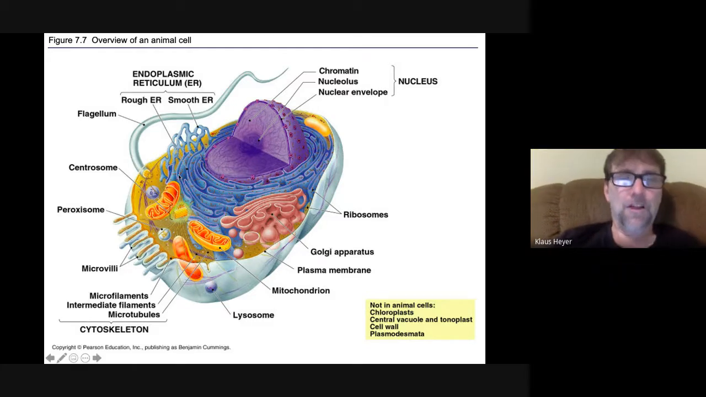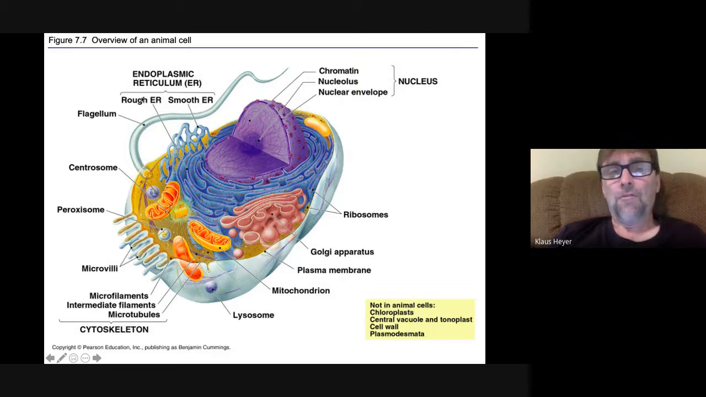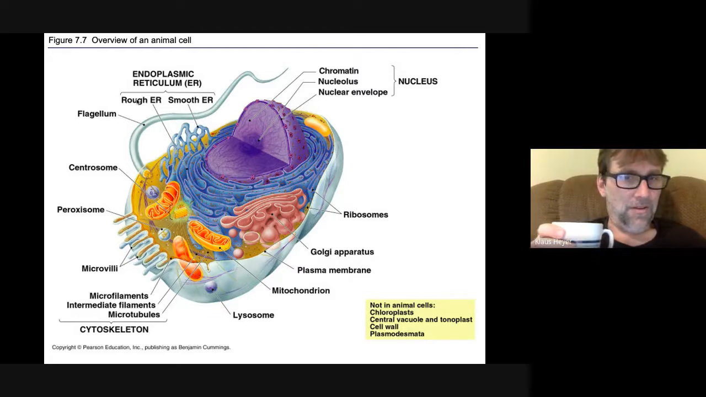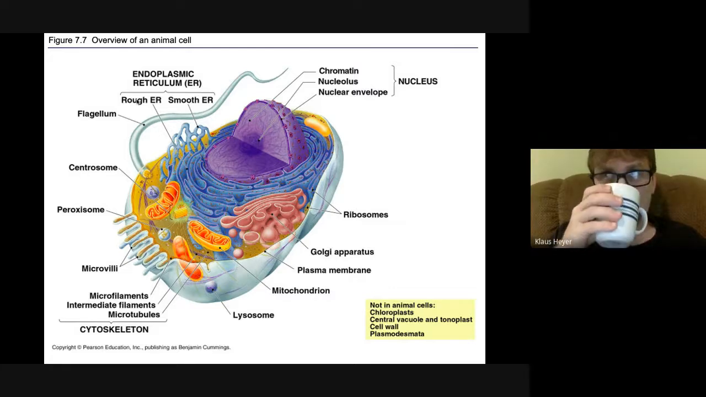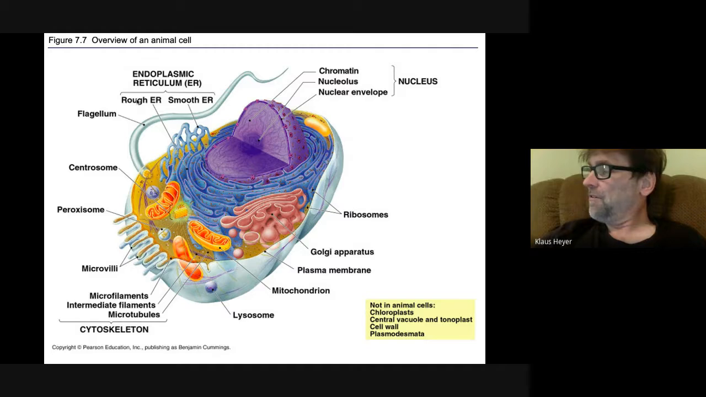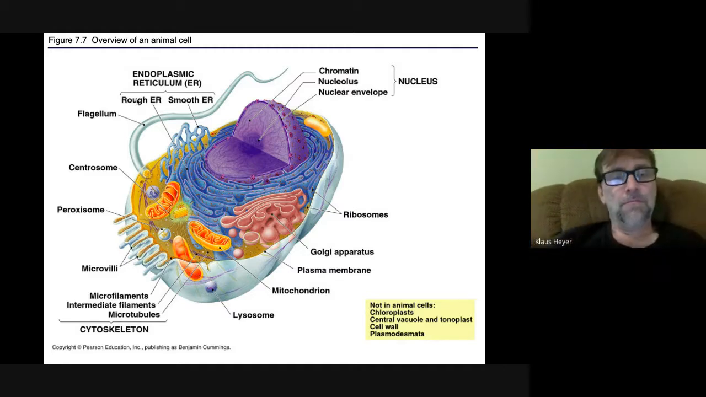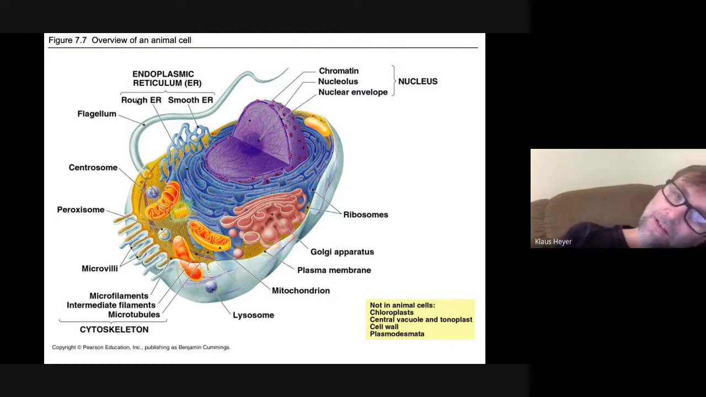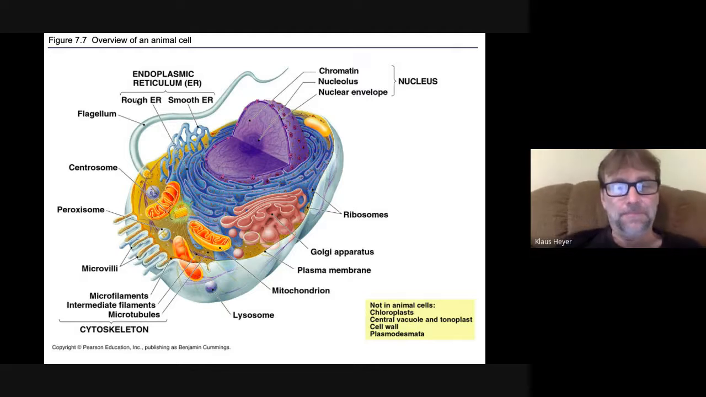Oh, we forgot endoplasmic reticulum. Rough endoplasmic reticulum makes proteins because it's got ribosomes on it. Smooth endoplasmic reticulum makes lipids. But you knew that. So we've covered everything in an animal cell.